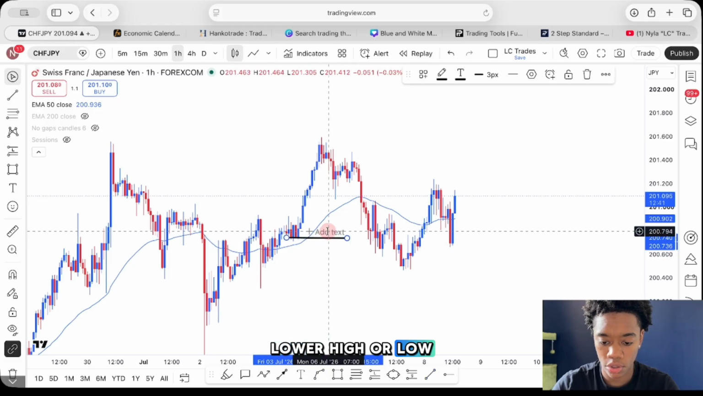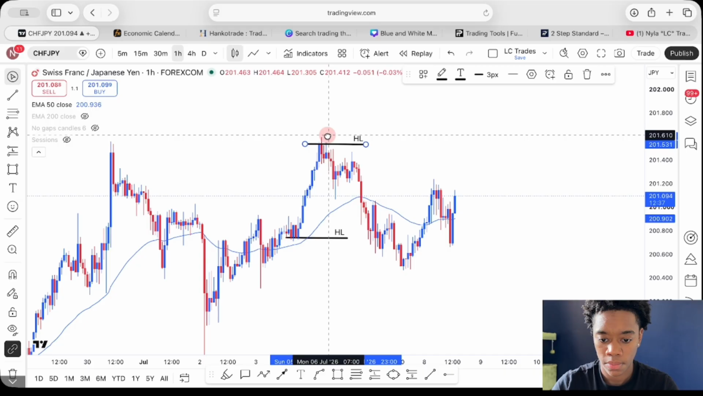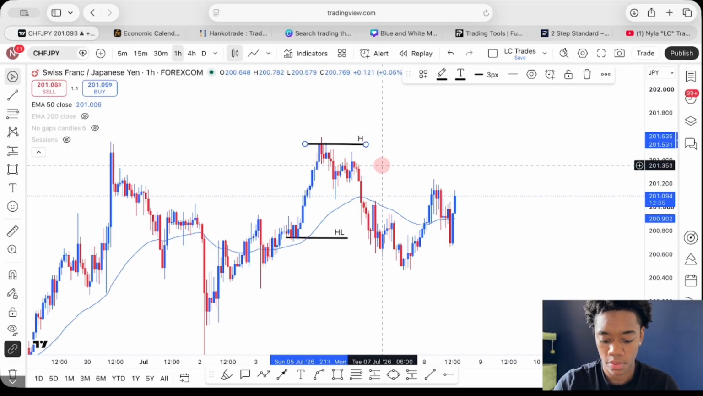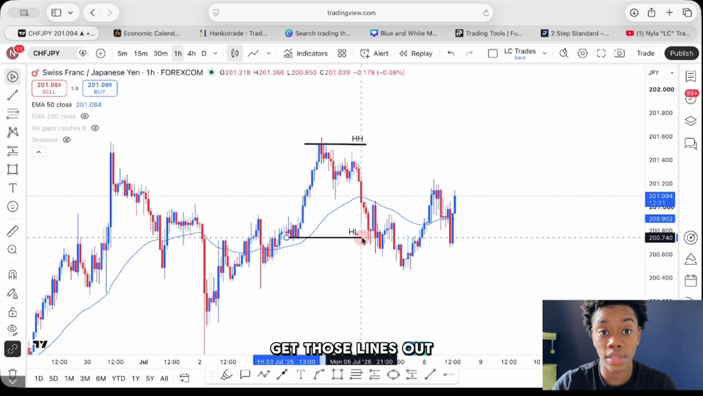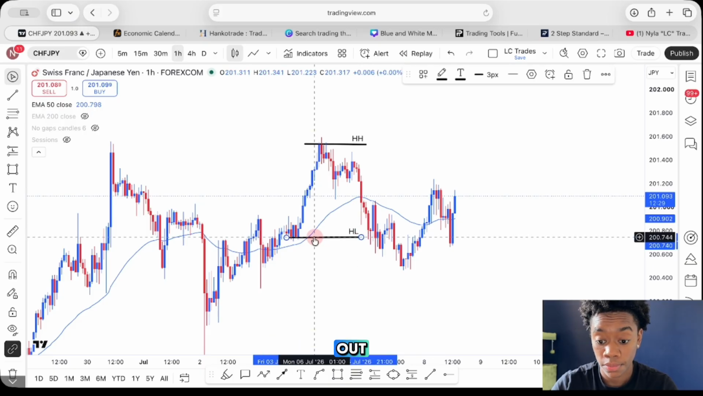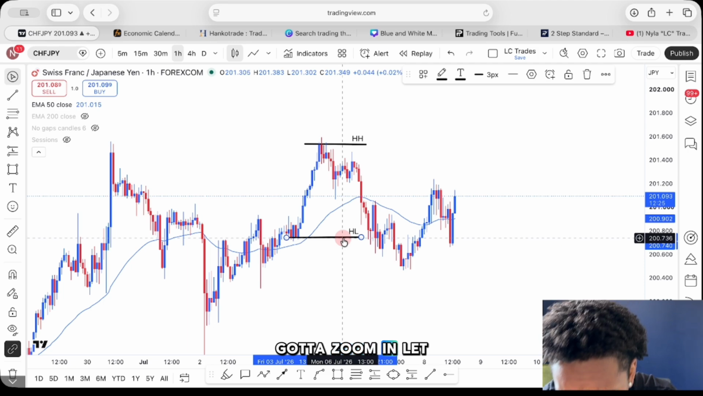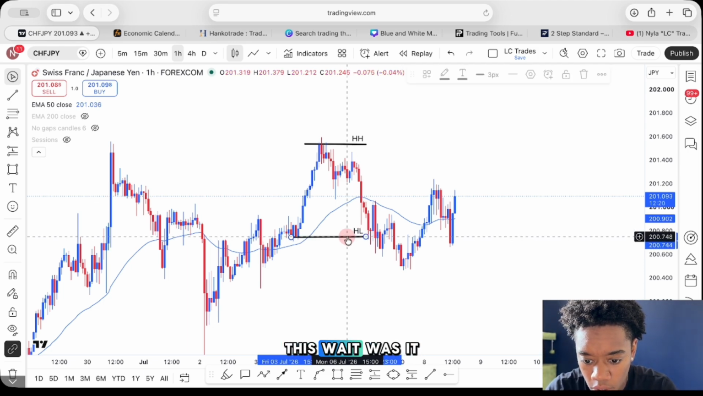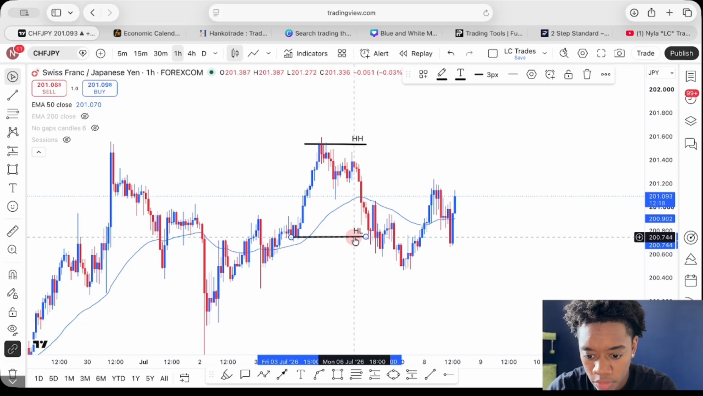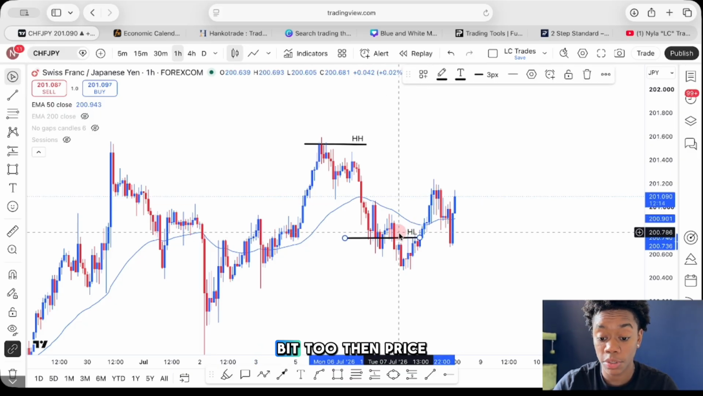Lower, higher low, higher high. You're not too good to get those lines out and start figuring it out. Drag it across. Price was broken by... Oh, I gotta zoom in. You see? Price was broken by this. Wait, was it this candle? It was this candle. This candle right here. Just by a little bit too.